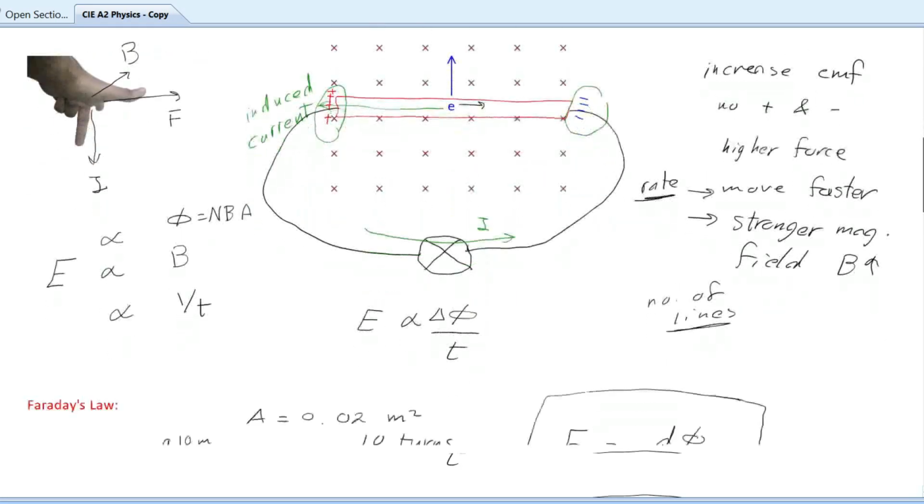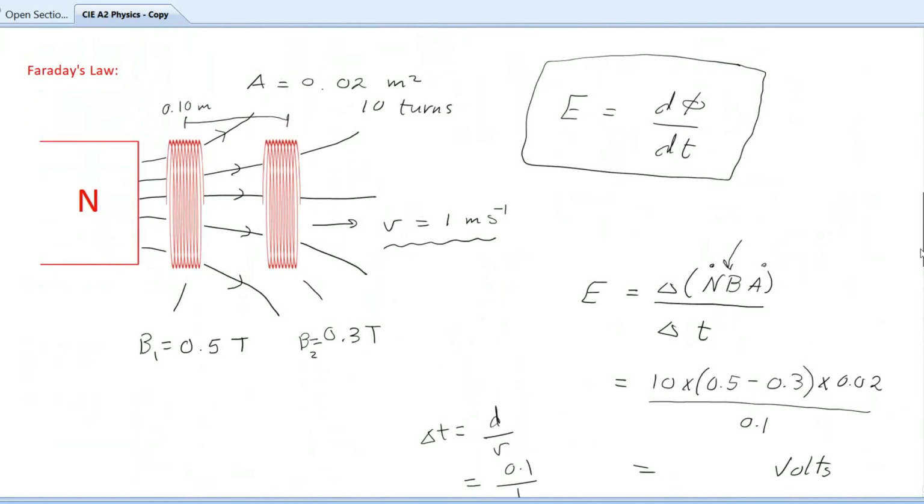So Faraday's law stated that the induced EMF is equal to the rate of change of flux linkage. And you calculate that by calculating the change in flux, the change in NBA, number of turns, flux density multiplied by area, over the change in time. So this can be done by rotating the coil, or moving the coil away from the magnet, moving the coil towards the magnet, or any kind of relative motion between the magnetic field and the coil that will cause a change in flux linkage, and you calculate it by change in NBA over time.